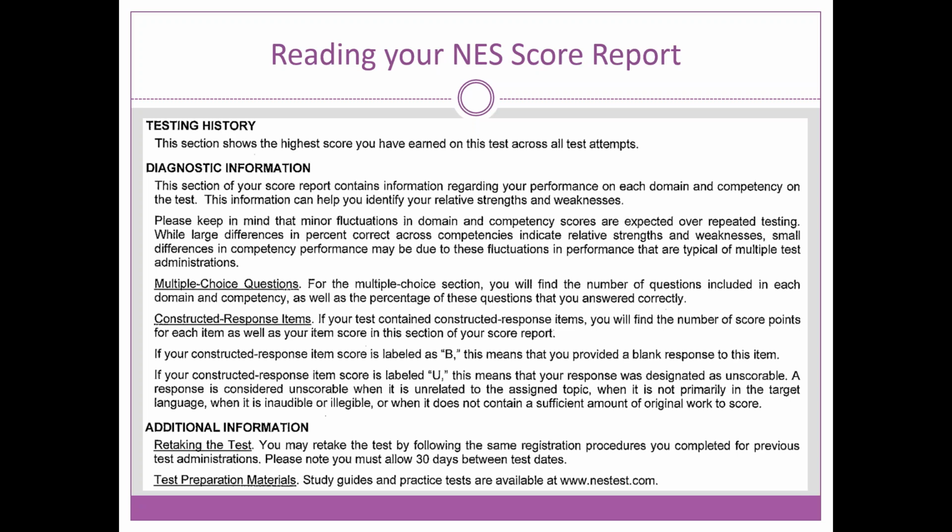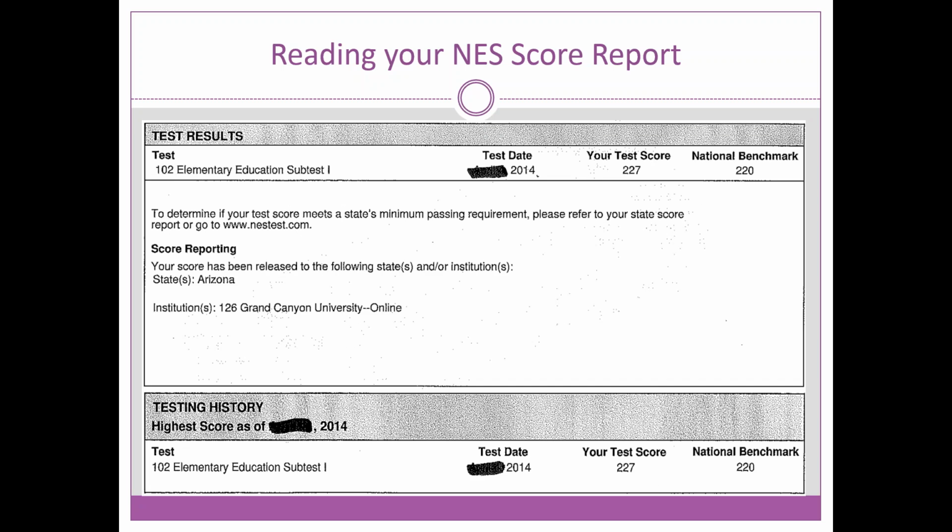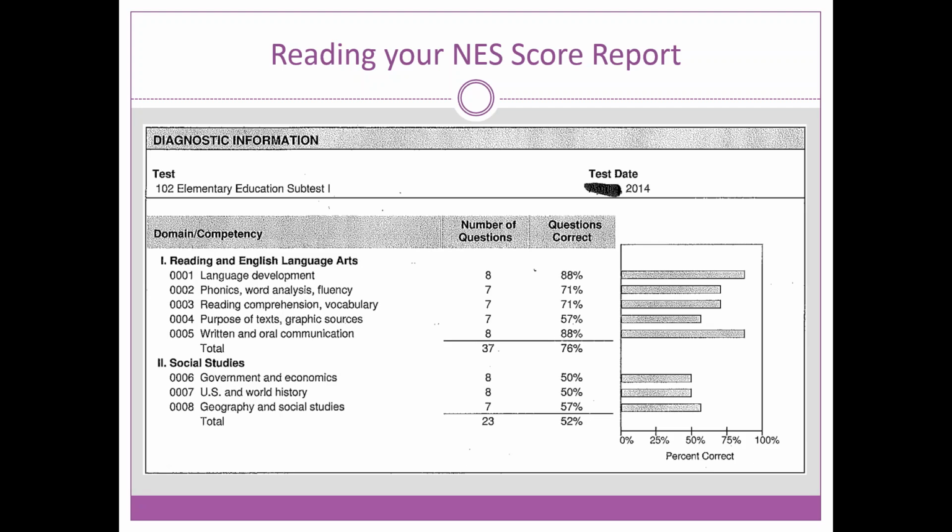Similarly, you can see that if you've taken the exam previously on your NES Score Report. So this is what is shown on the NES Score Report: the particular name and number of the test you took, your score, and the test date. Similar to the practice test, you also don't see the exact questions you got right or wrong, but you do have information on how well you did in each domain.